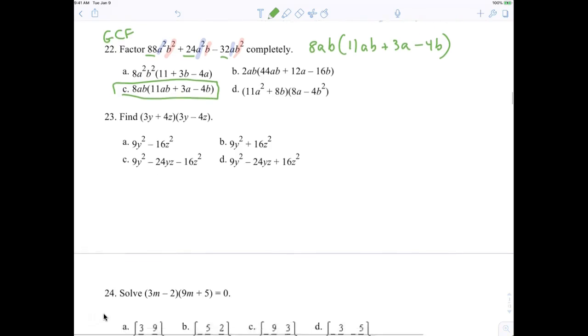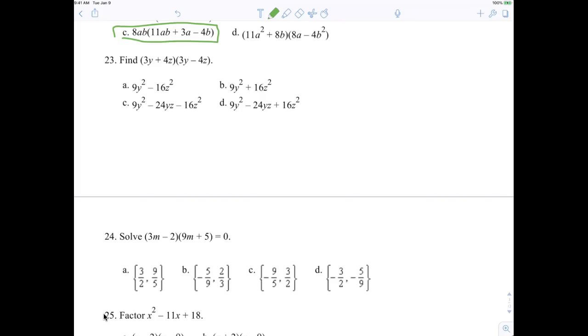All right. Again, 23, we're just multiplying. All right. When we multiply 3y times 3y, we get 9y squared. Positive 12, and this is a what? Negative 12. So again, they do what to each other? Cancel. Cancel out, and then we just end up with minus 16z squared. All right, so correct answer here is what? A.